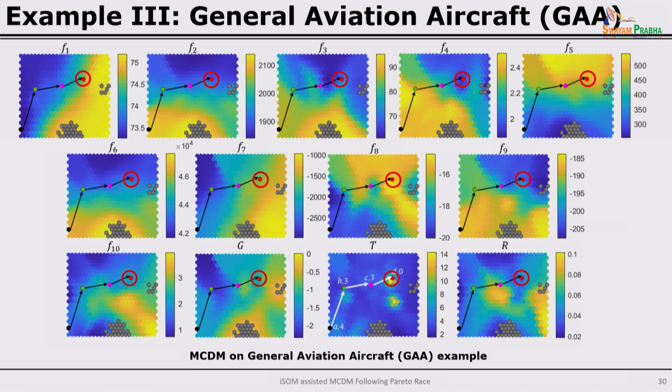And yeah, this is the 10 objective function, which again uses the concept of Pareto-Race by changing the speed and direction. So I'm not going to explain this.